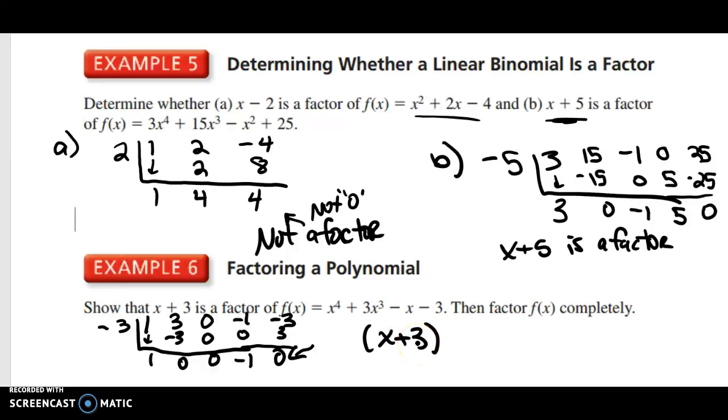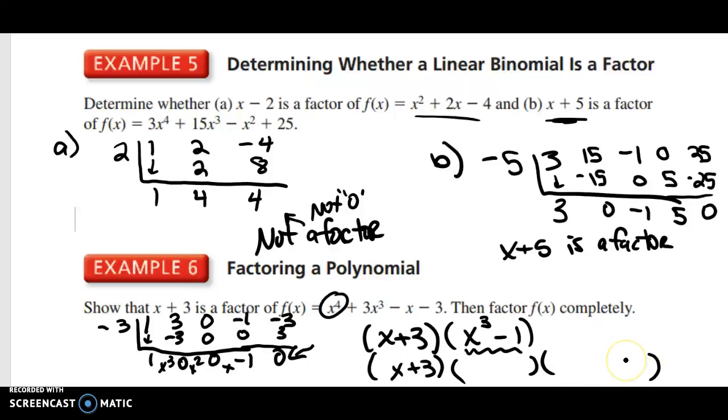Now my answer, if I start with an x to the 4th, that means my answer will start as an x cubed. I have 0 x squares, 0 x's, and then a minus 1. So looking at what I have left can then be factored again. I have a difference of cubes. So I'm going to carry down my x plus 3, which they already told me that was a factor, and then I'm going to factor my difference of cubes into a binomial and a trinomial.